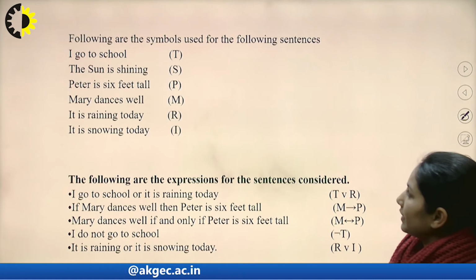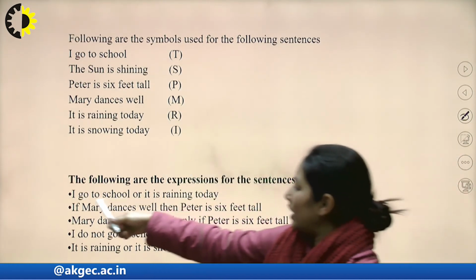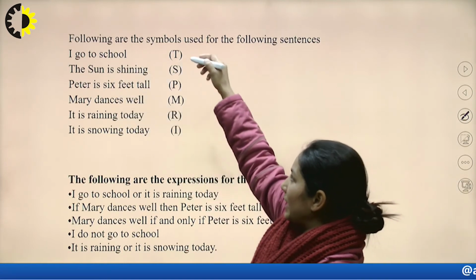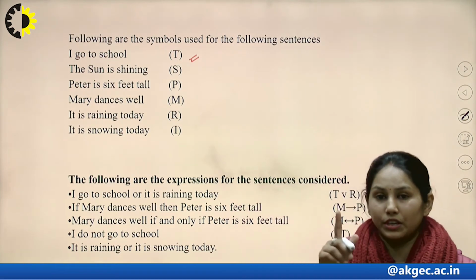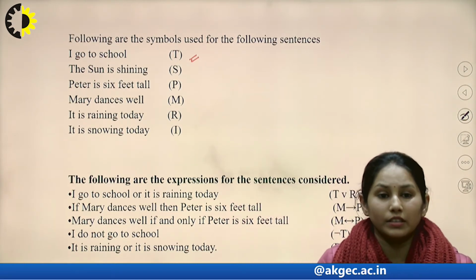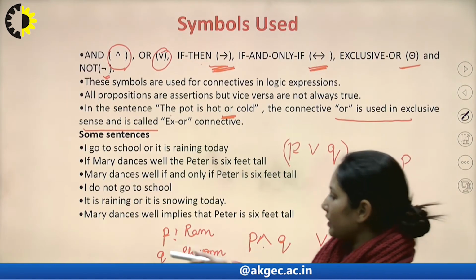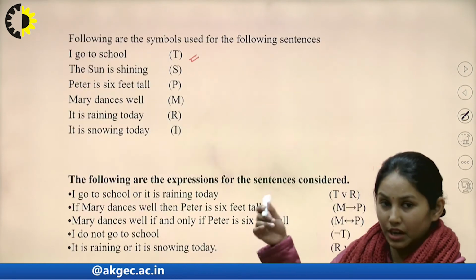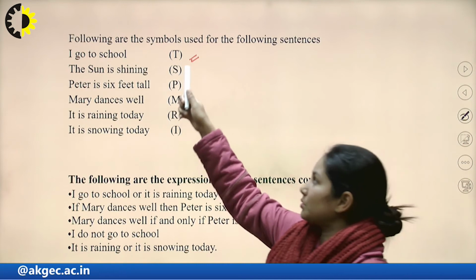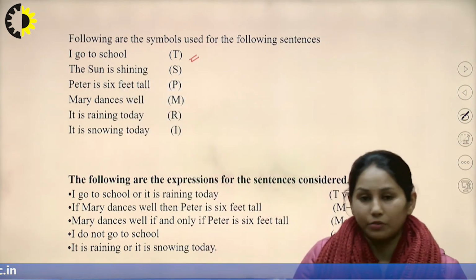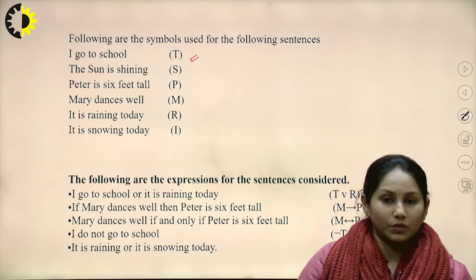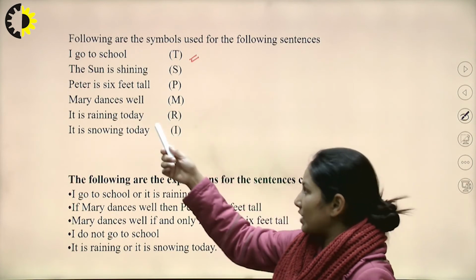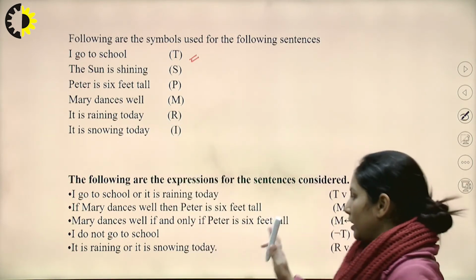Fine. Let's take this in this way. I go to school or it is raining today. I am taking I go to school as T. Here the T is representing I go to school. The next is the sun is shining. In the previous example, we are having other examples here. So this is the particular form that we are dealing with in this section. So I go to school is represented by T. The sun is shining could be represented as S. Peter is 6 feet tall could be represented as P. Mary dances well is M. It is raining today is R. It is snowing today is I. So these were the examples.